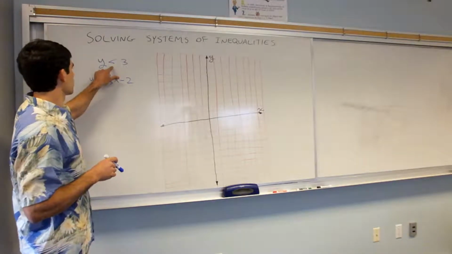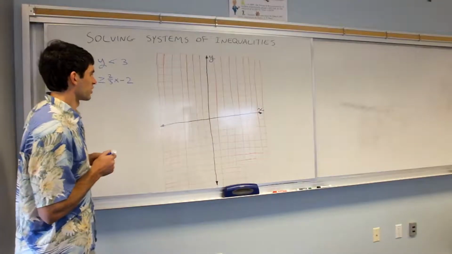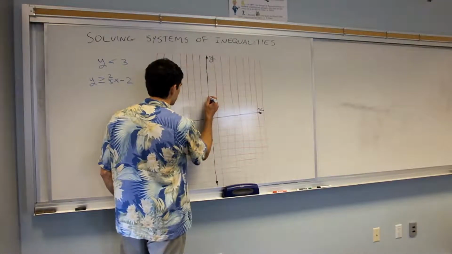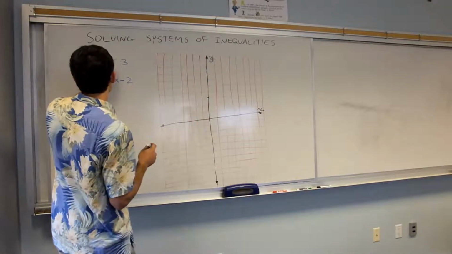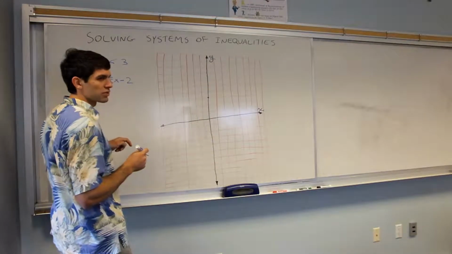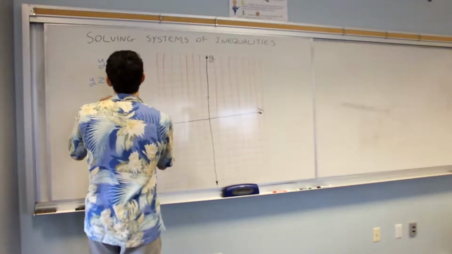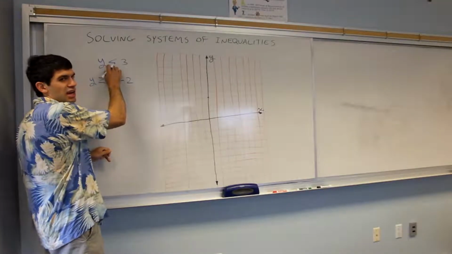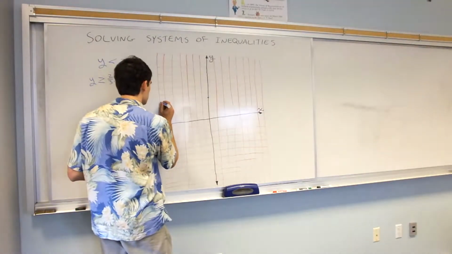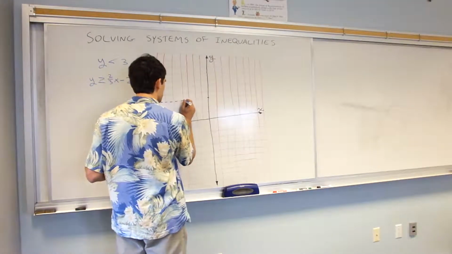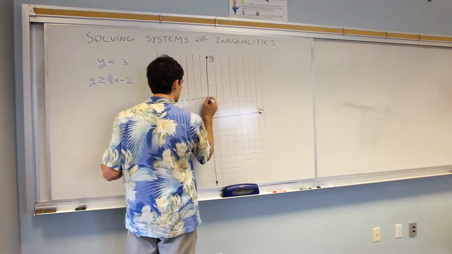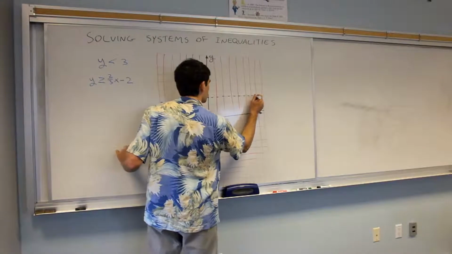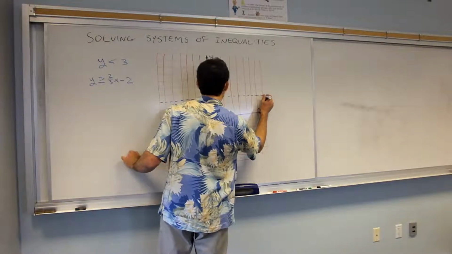So first, let's graph y is less than 3. So we're going to go up 3. So we're going to be right here. And since y is less than 3, we're just going to have a horizontal line. We're going to make sure that it's a dotted line, because this is less than and not less than or equal to. So our line is going to look something like this. There's our line.